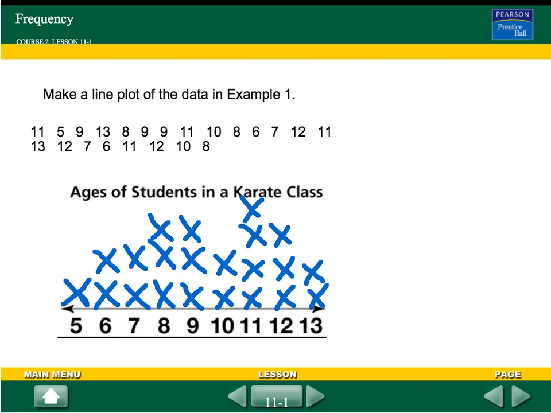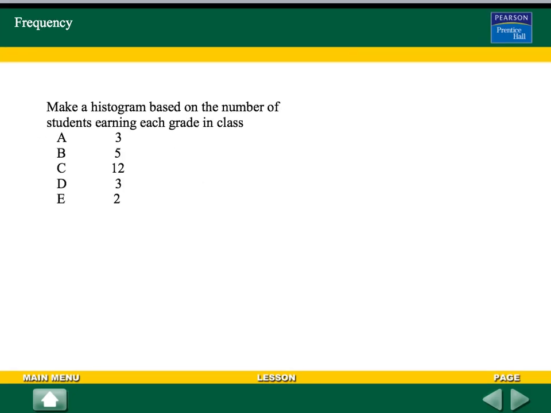So what is the advantage of using a line plot? Well, you can very easily see that 5 is the least amount of students, whereas 11 is the most, and obviously 8, 9, and 12 you can see are very high, right across here, whereas this is very low. So it's just a way to represent data in which you can easily see the number of students you have based on being high or low.